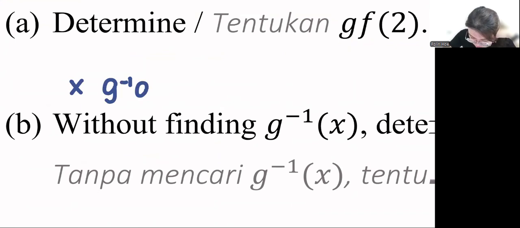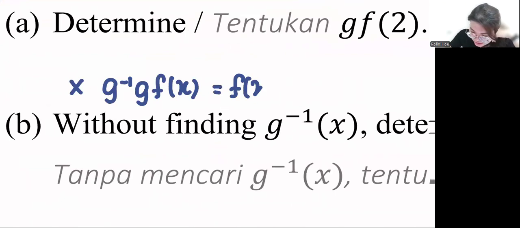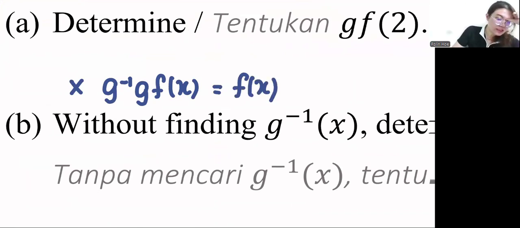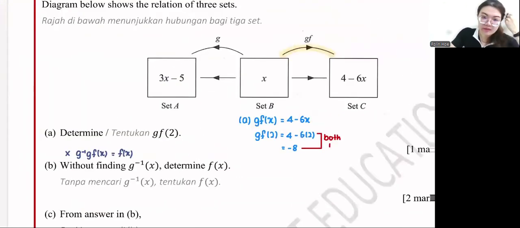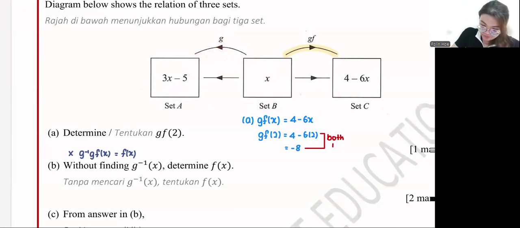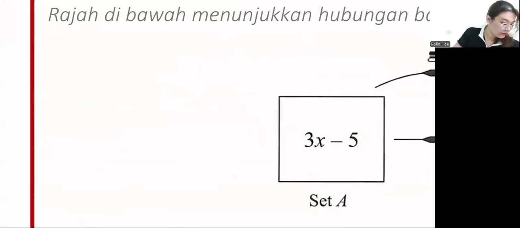G inverse GFX equals to Fx. Theoretically, this is correct, but too bad, you are not allowed to do so. So, 当你不可以这样子做的时候 what can you do? Go back to the diagram. Function g, 看它的 arrow, function g brings x to 3x minus 5. 看到吗？ G 把 x 带去 3x 减5. The diagram will talk. The diagram will tell you everything.